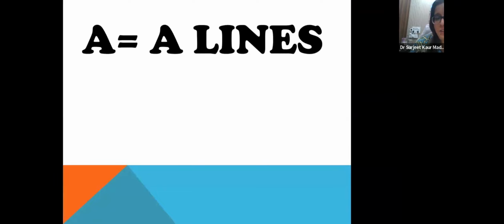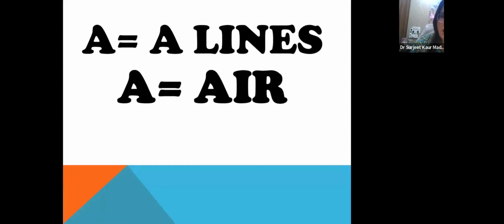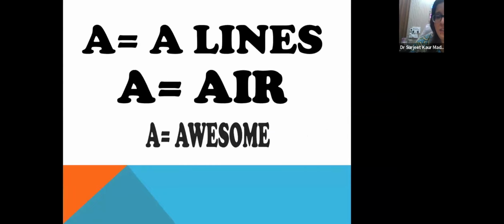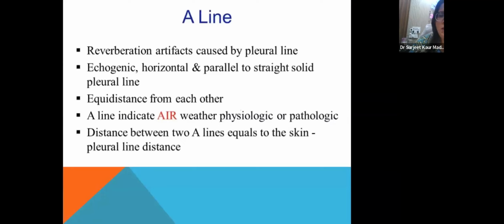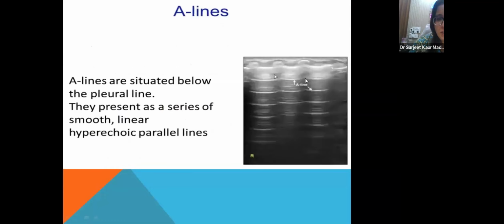So now let's see what A stands for. A stands for air. A stands for A lines. When there are good A lines, it means there is good air in your lungs, and I'm happy when I see good A lines. They are reverberation artifacts which are caused by the pleural line. They are echogenic, horizontal and parallel. I'll show you how. These are the A lines.